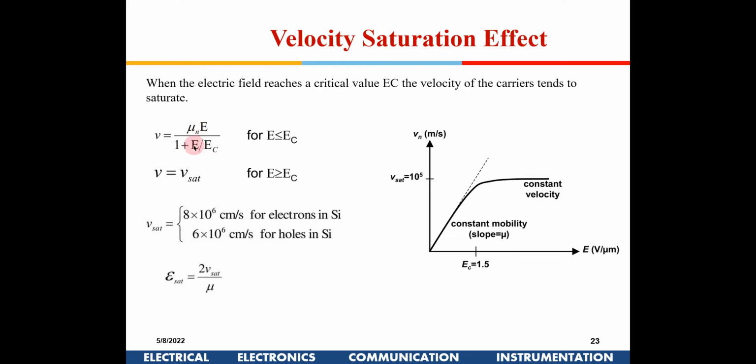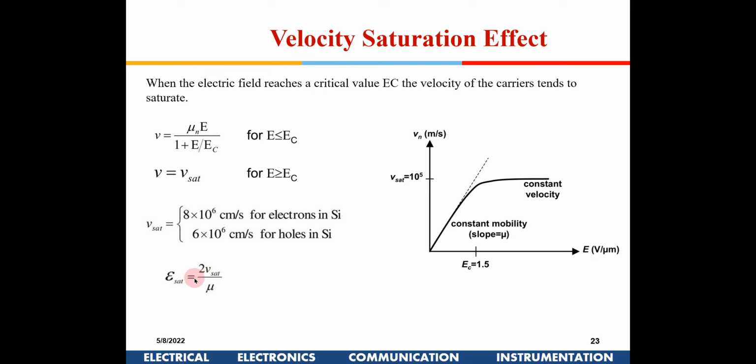But as E increases, as you keep increasing VDS, it reaches a critical value, beyond which the velocity doesn't increase. So this velocity equation gets modified. This is known as E sat. So when E is equal to E sat, v becomes v sat.